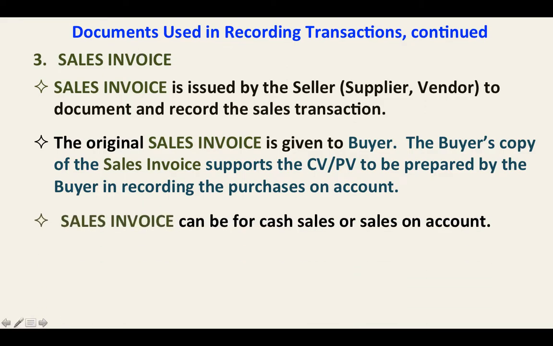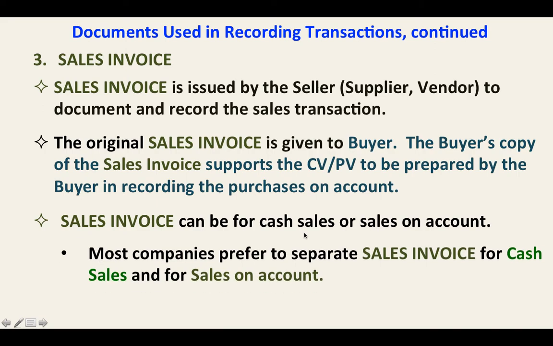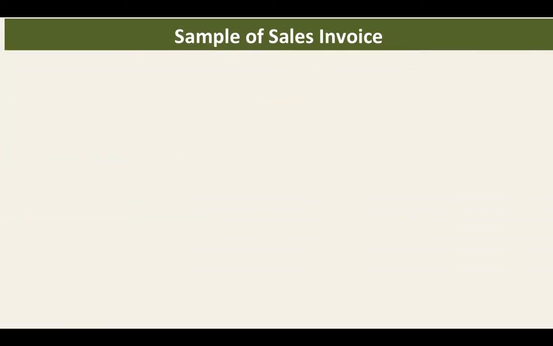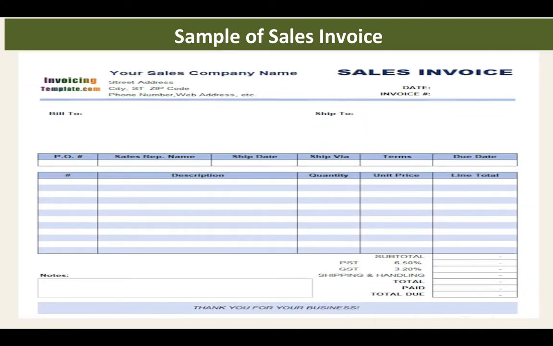Sales invoice can be for cash sales or sales on account. So, depende sa policy ng company, itong sales invoice can be used for both cash sales or sales on account. But in most cases, companies prefer to separate sales invoice for cash sales and sales invoice for sales on account. Okay? And normally, yung sales invoice is for sales on account. Okay? Yun ang pinaka-normal. Yung sales invoice kasi, siyempre, mahirap na, it's an internal control na lahat ng may hawak ng sales invoice nakakahawak ng cash. So, normally, sales invoice is for your sales on account.